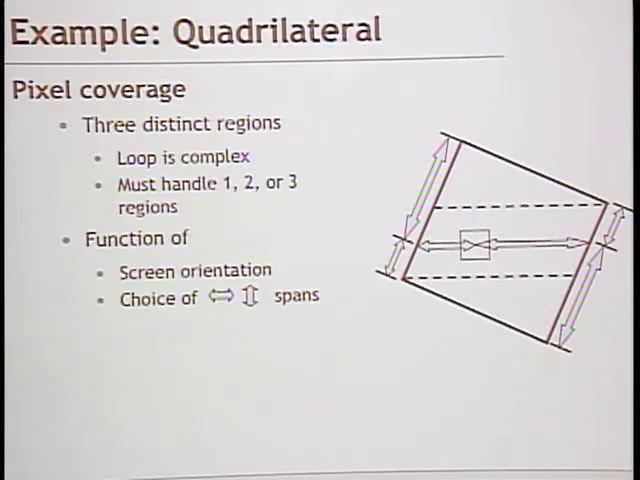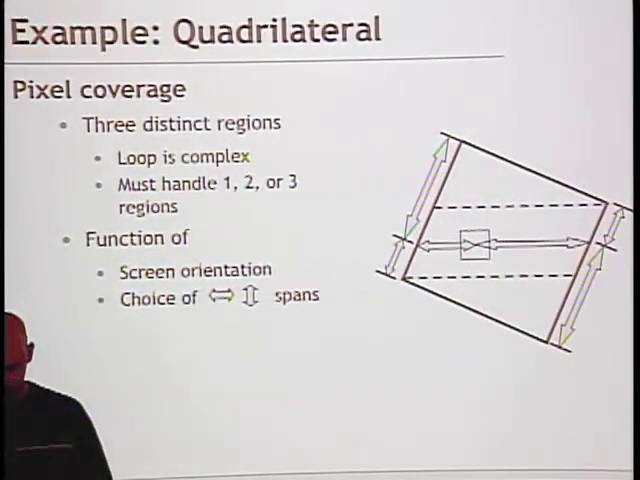Triangles are simpler. So one of the questions that always comes up is, why do we use triangles? Well, with a quadrilateral, we're going to have three different regions. With a triangle, you only have two different regions. You can only change once. That makes it simpler. The real issue about using a quadrilateral is that it's not definite what it's going to do.